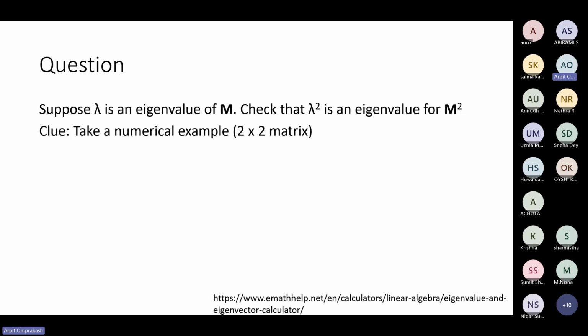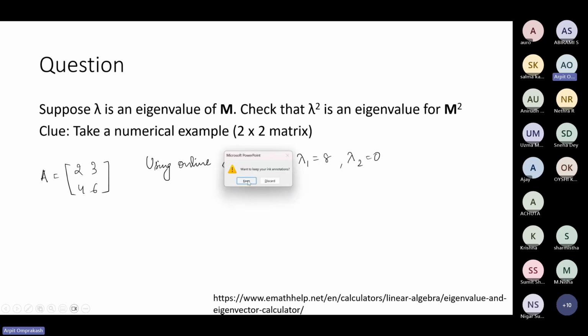After this lecture, we had the question: suppose lambda is the eigenvalue of M, check that lambda square is the eigenvalue for M square. So we'll take a numerical example, in this case 2, 3, and 4, 6. Since we are not taught how to calculate the eigenvector and eigenvalue, we are asked to use an online calculator for the same. So here is a link to an online calculator.